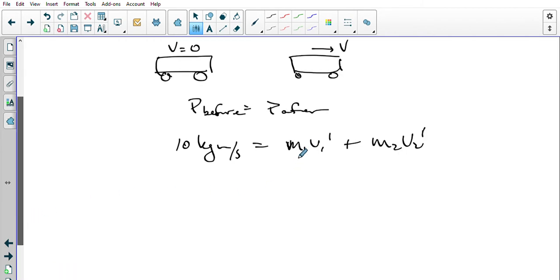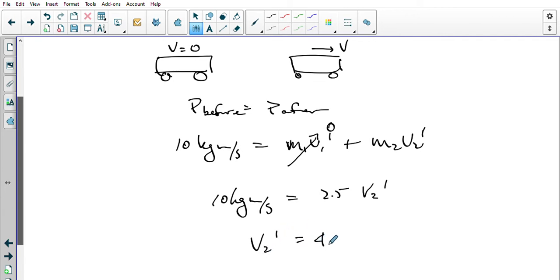But now we're saying this one is equal to 0. So this is now 10 kilogram meters per second. And this one is 2.5 kilograms times our v2 prime. So we'll have 10 divided by 2.5, and so v2 prime is equal to 4.0 meters per second.